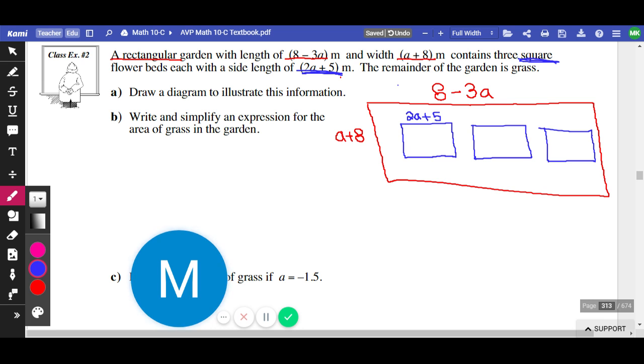Draw a diagram to illustrate this information. Beautiful. I've drawn that to illustrate that information. Not a very good drawing. I hope yours is nicer, but it'll work. Write and simplify an expression for the area of grass in the garden. So if you remember, it said that the remainder is grass. That means all the stuff outside of the garden beds. So this stuff is the grass.